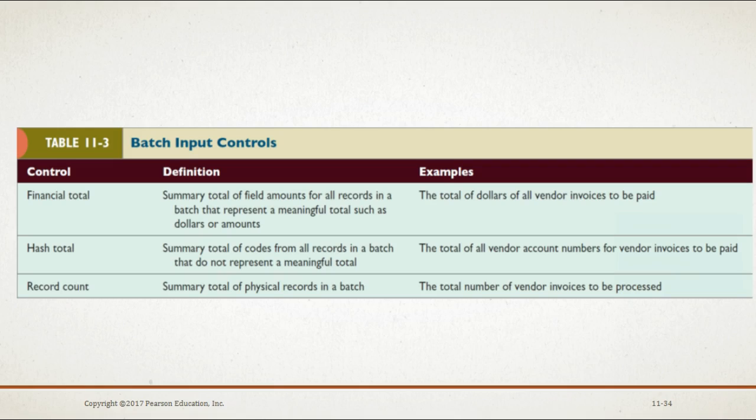In here, we have examples of batch input controls, such as the comparison of a record count calculated before data entry of the number of vendor invoices to be entered and the number of vendor invoices processed by the system. This would help determine if any invoices were omitted or entered more than once during data entry. You can find Table 11-3 on page 354 of your textbook.